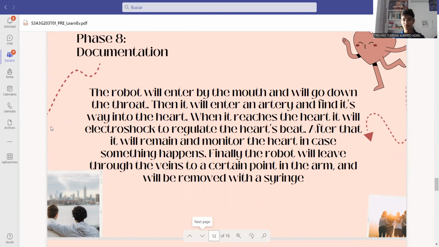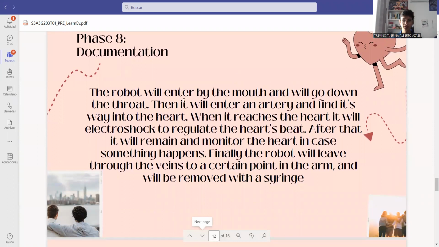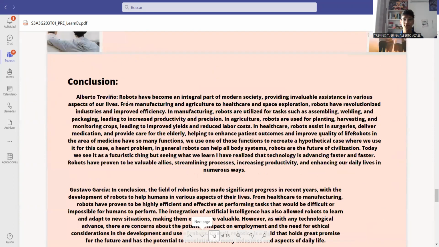But in stage three, the robot will make different things. In this stage, the robot will complete the whole tour, and yes, and the conclusions.